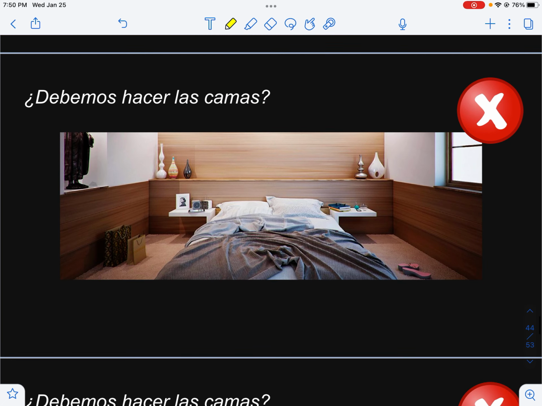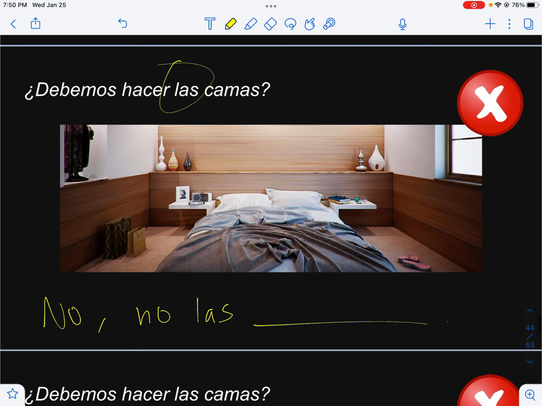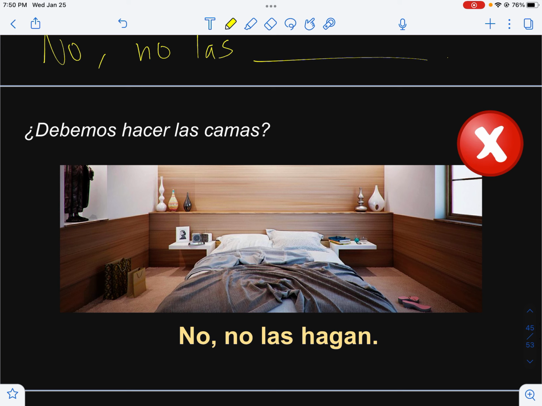Okay. Debemos hacer las camas. Again, same pattern. No, pronoun, verb. Pronoun here. No, las. Hagan. No, don't make your beds. Terrible advice. Don't do this, guys. Always make your bed. It makes you happy.